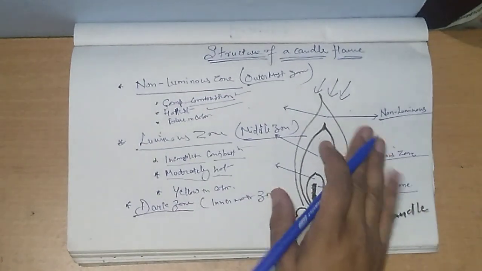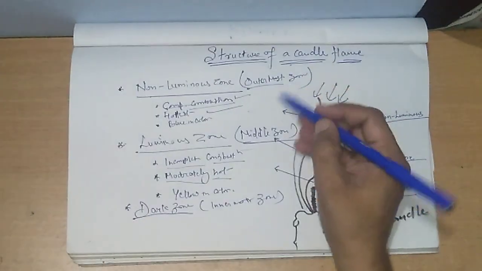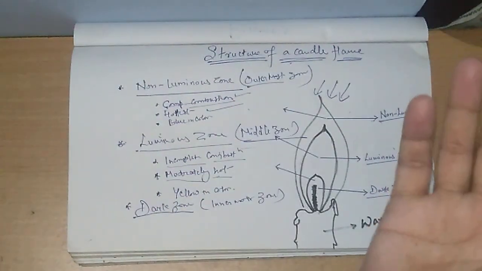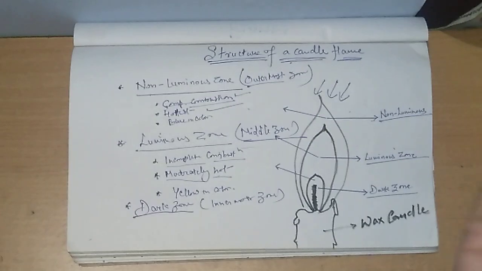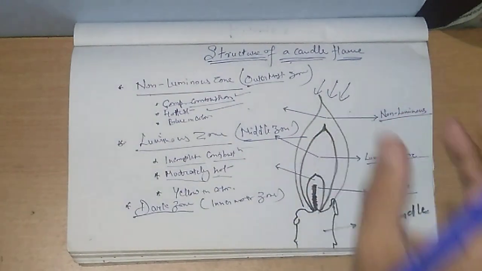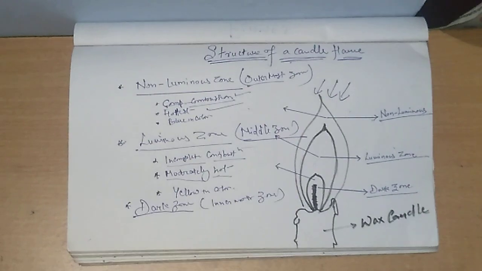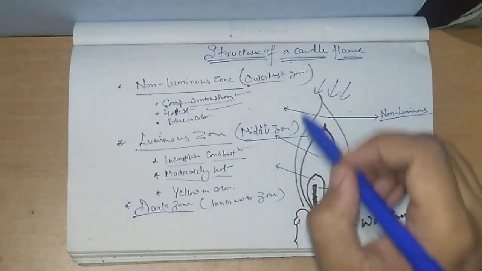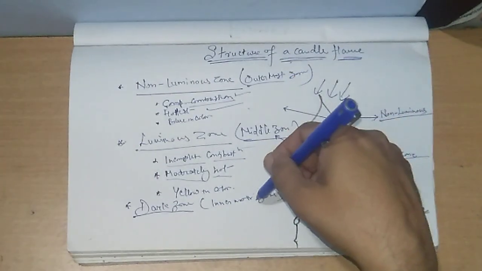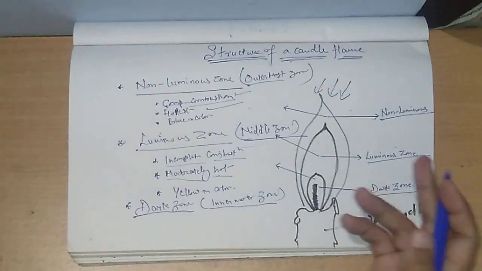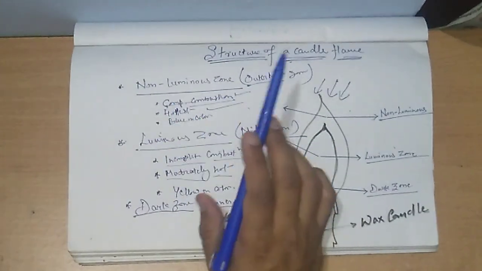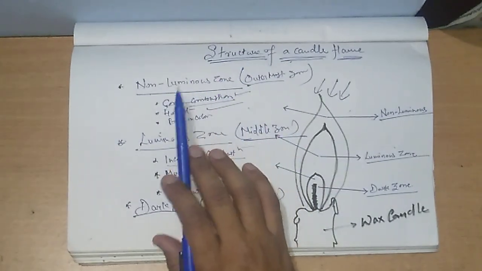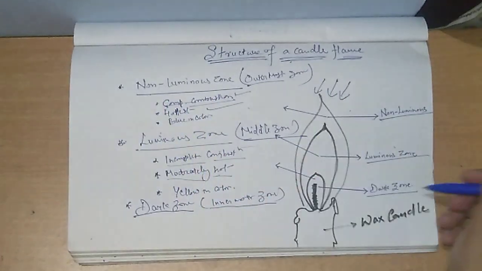Okay, so during the examination we are not supposed to use these terms: outermost, middle or inner. Clear? These terms can be used while writing a definition, but the scientific terms we have to use for these different zones are non-luminous zone, luminous zone and dark zone. If you don't use these, it is not appropriate, and marks might be cut. So keep in mind that the scientific terms you have to use are non-luminous, luminous and dark zone. So last is the dark zone.